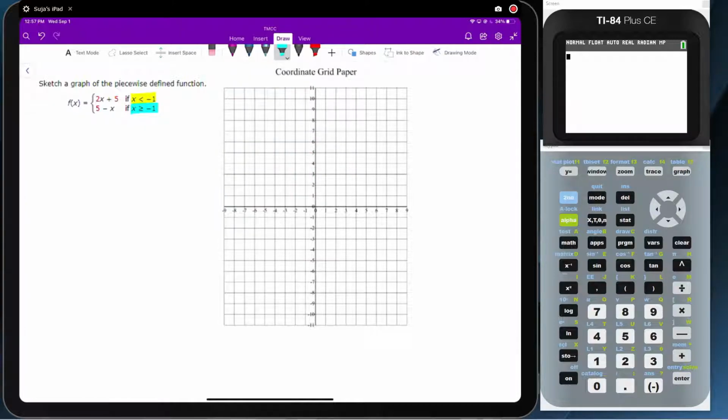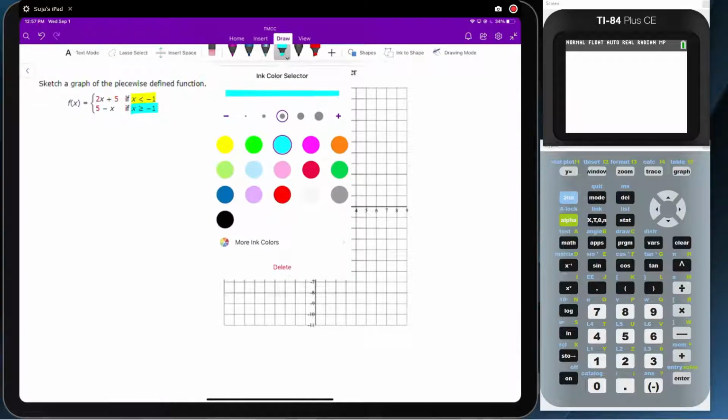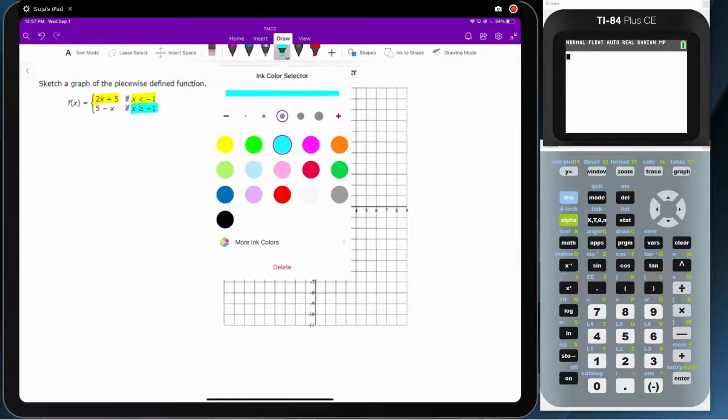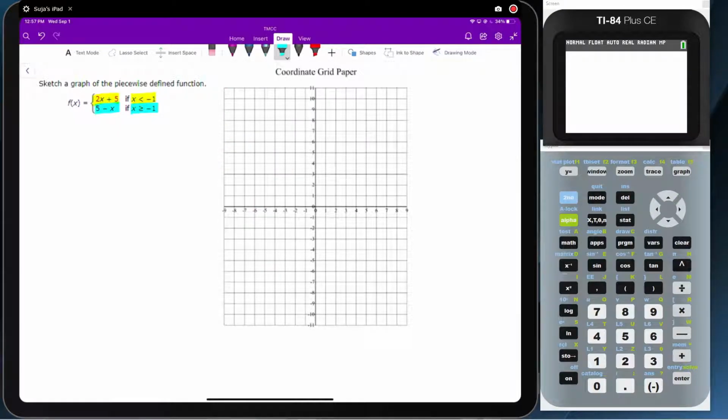So when I look at the first piece, I'm looking at 2x plus 5. And when I'm looking at the second piece, I'm just looking at 5 minus x. So now this is going backwards. So let me start with the first one. So x is -1, so just this point here, right?